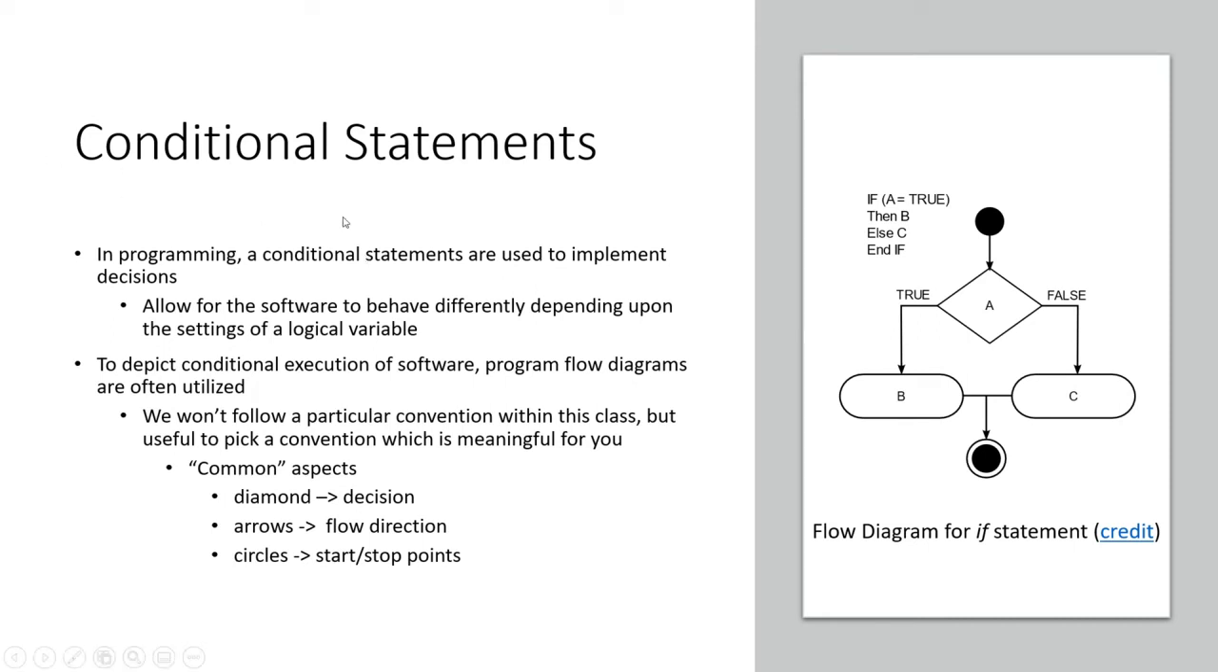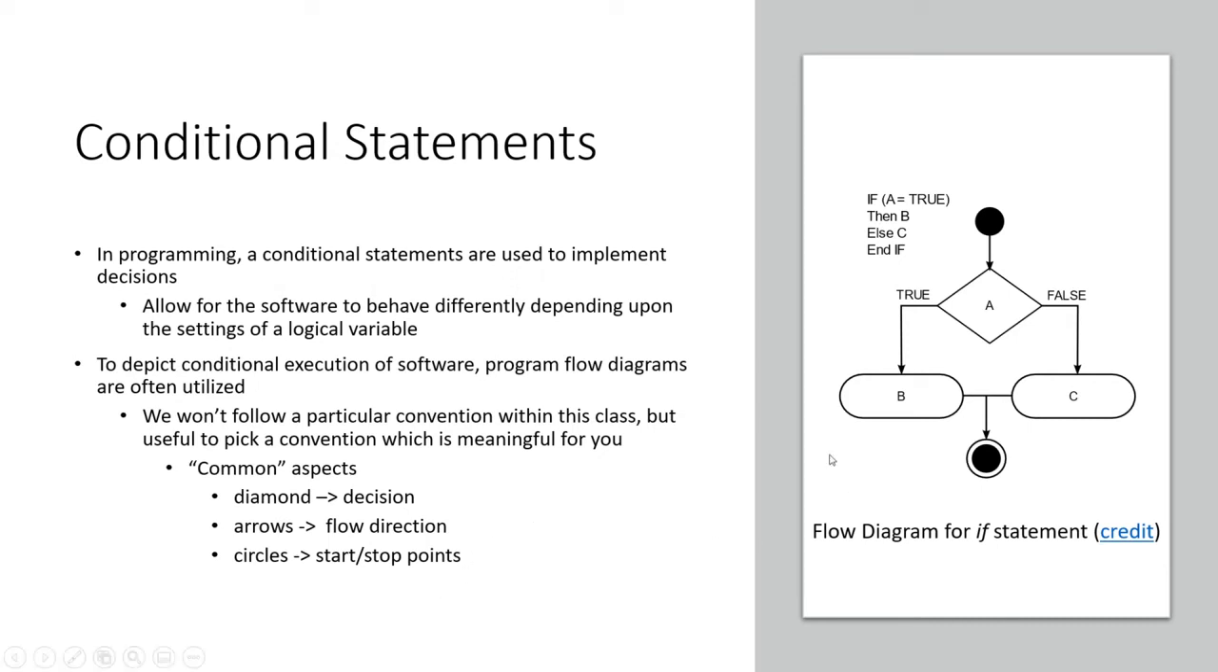So conditional statements, as I put formally here in the first bullet point, really just allow you to implement decisions within software. So you will behave differently or execute different code blocks depending upon the settings of a logical variable. And we typically represent the execution structure of a program that has conditional execution using these program flow diagrams. And we're not going to worry too much about this since this is a programming for engineers course and not like a multi-sequence course in actual software development.